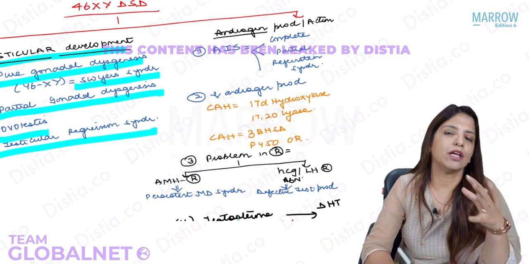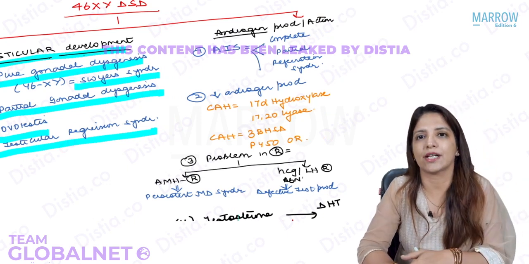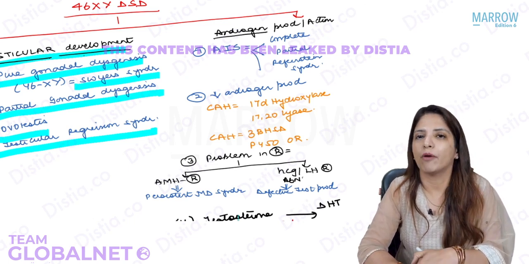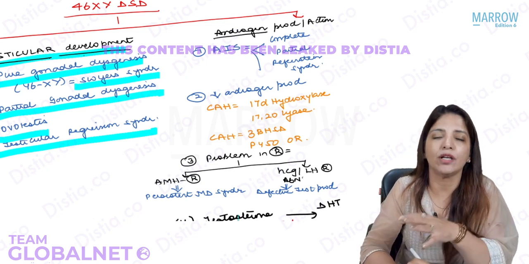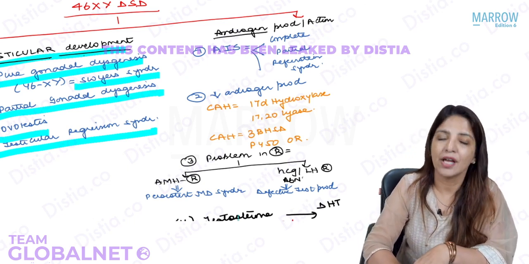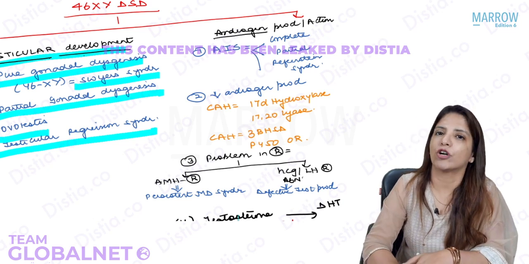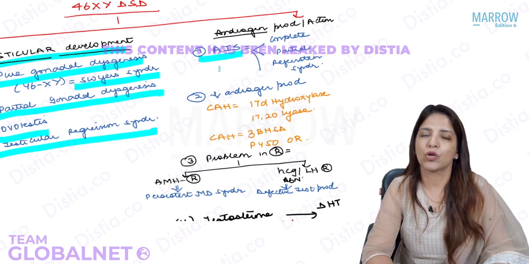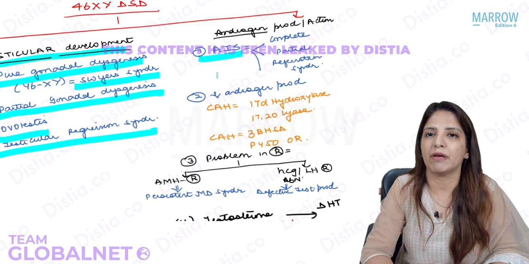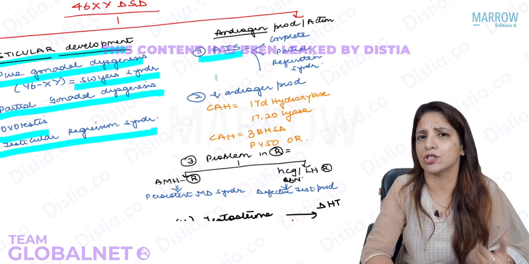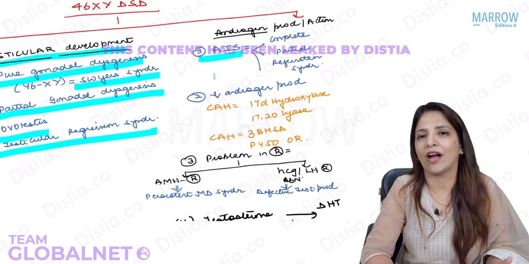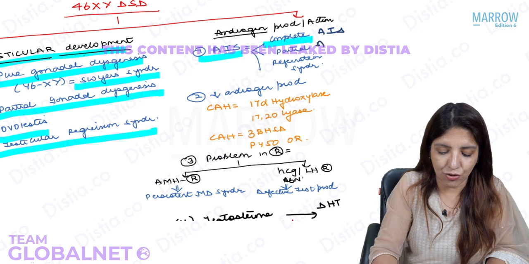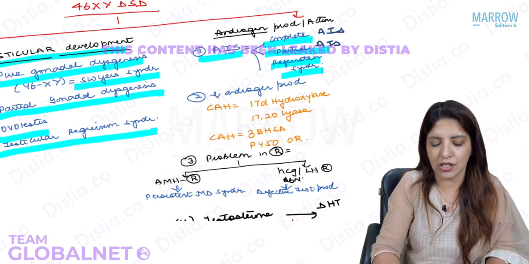A second category of DSD: normally in a 46XY individual, androgens should have been produced. Now suppose there is a problem in androgen production or a problem in androgen receptors, right? Then also that is taken as a 46XY DSD. This could happen in androgen insensitivity syndrome. As the name suggests, androgens are being produced but the individual is insensitive to androgen. There are three types of androgen insensitivity syndrome: complete androgen insensitivity syndrome, partial androgen insensitivity syndrome, and Reifenstein syndrome.